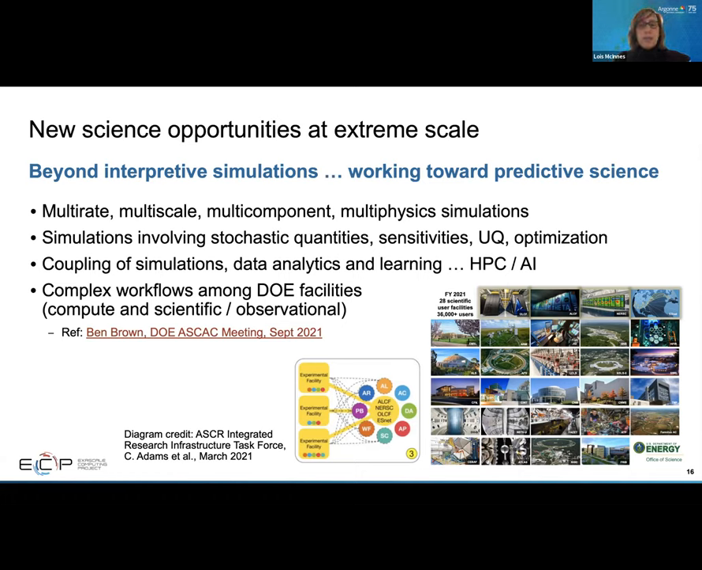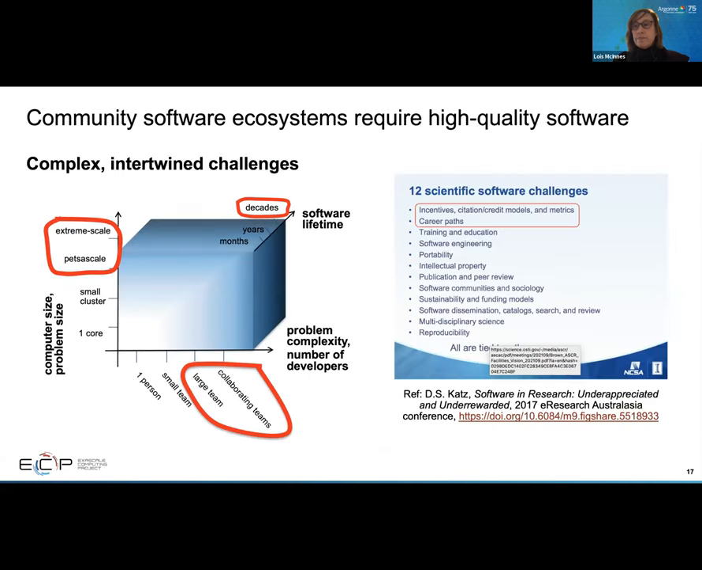This slide was taken, a diagram as from a presentation by Ben Brown at a recent ASCAP meeting. And I encourage people to take a look. It's a really exciting representation of some new opportunities. All of these complexities mandate that we as a community need to think carefully about how to proceed in scientific software.